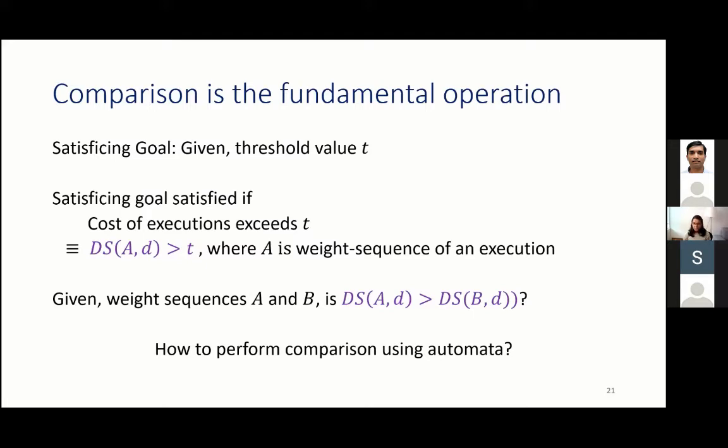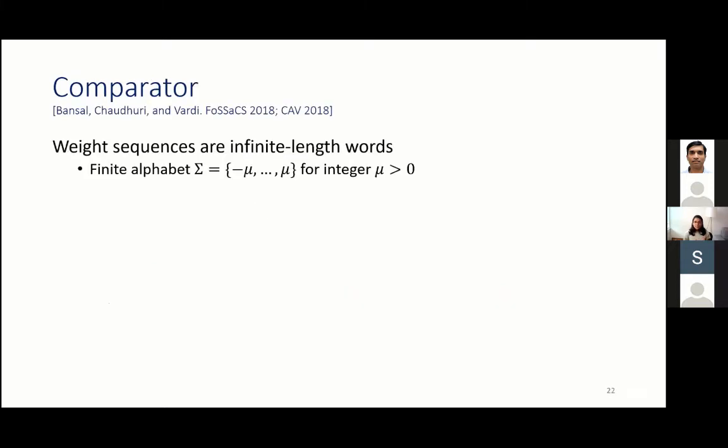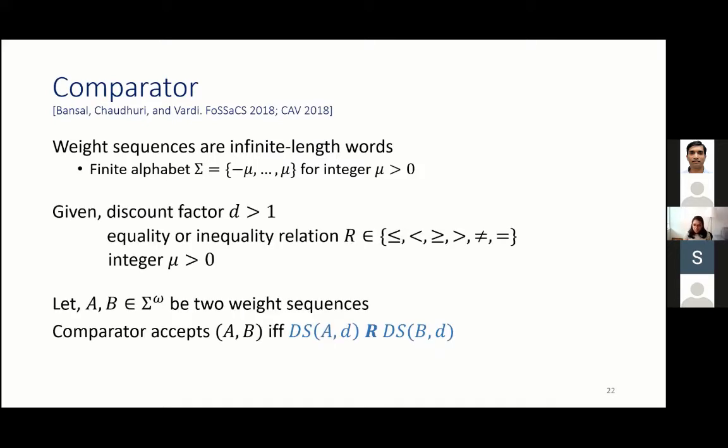And our idea is that, well, you can think of every weight sequence as a word of infinite length, right? So if the weight sequences are bounded by this value mu, and suppose these are integer weight sequences, then the finite alphabet over which weight sequences are defined is simply minus mu to mu. So can we use this insight that weight sequences are nothing but infinite words to somehow compare their cost? So that's what a comparator is.